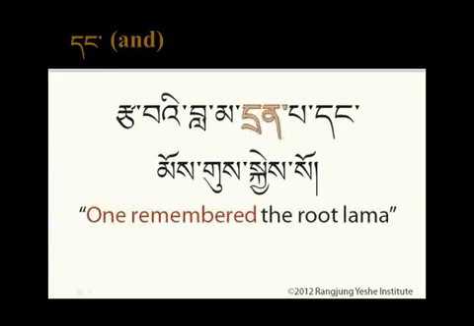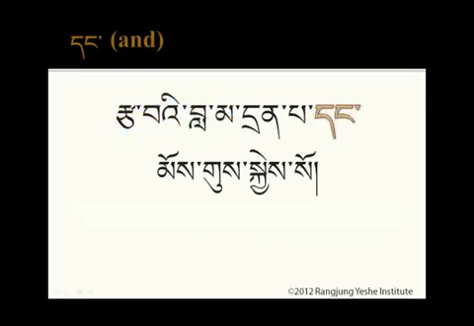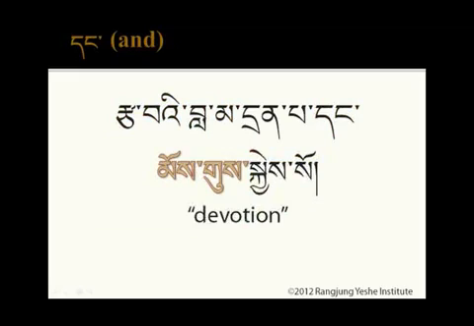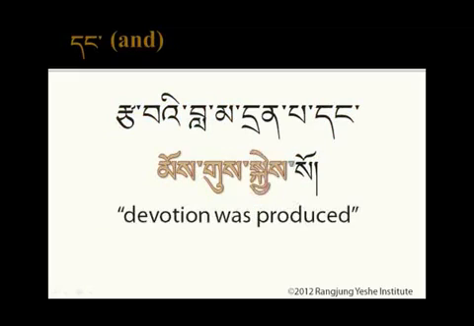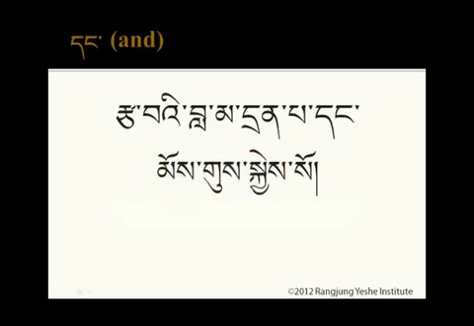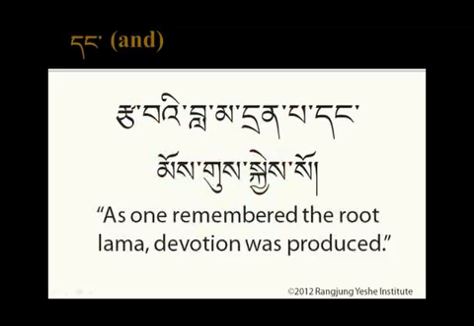The first sentence reads, one remembered, dempa, the root lama, Tsawe lama. Then we have dang, connecting this to mogu kyeso. Mogu means devotion, so devotion was born or devotion was produced. From context, we can infer that these two sentences are happening in a cause and effect relationship. One remembers the root lama, and then, as a result, devotion is produced. So we can translate this as one remembered the root lama, devotion was produced.